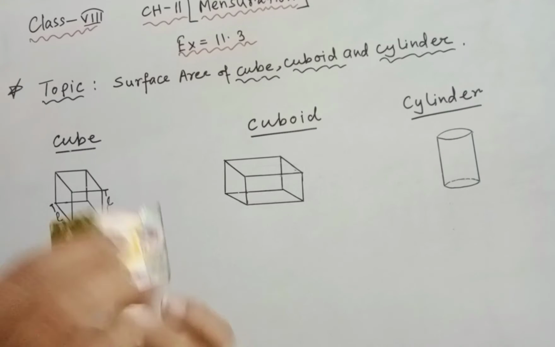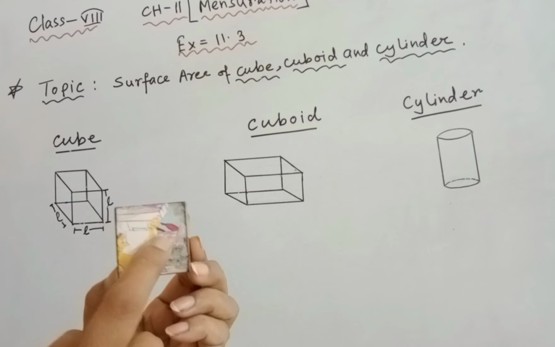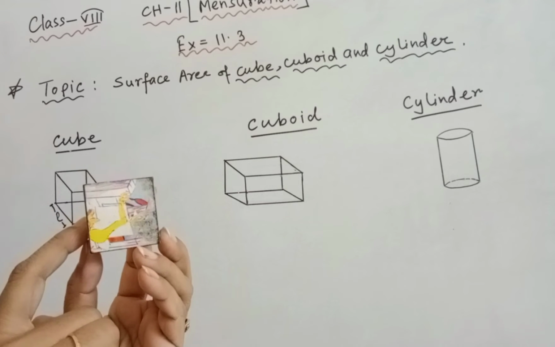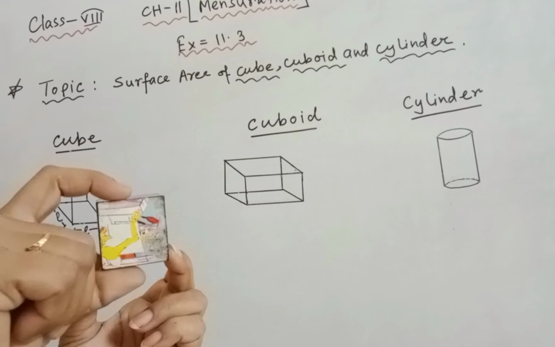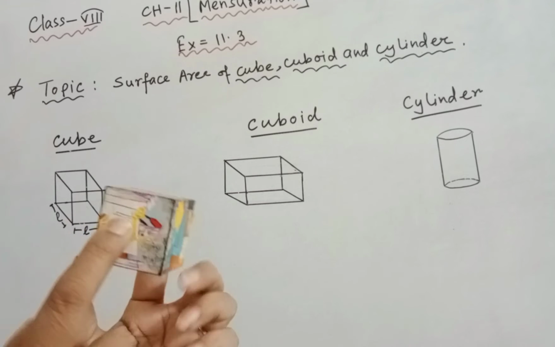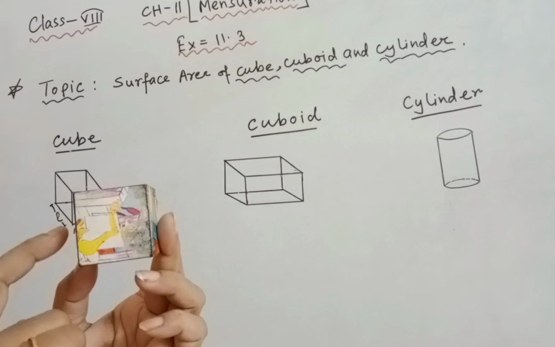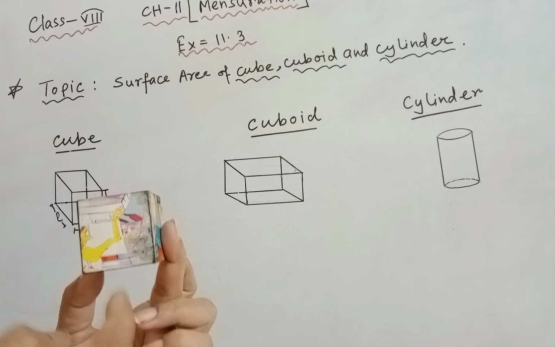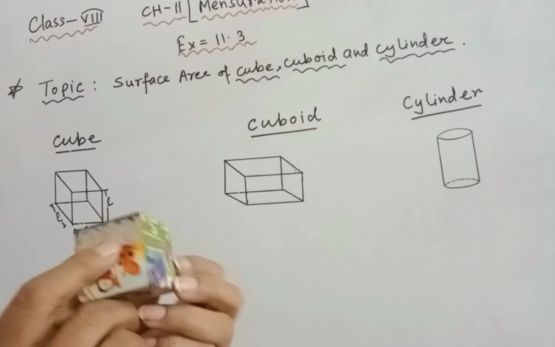Look at the shape of a cube. How many faces are there? Front and back, left side and right side, top and bottom. So how many faces can you see in a cube? 6 faces. 1, 2, front, back; 3, 4, left side, right side; 5, 6, top and bottom. So 6 surfaces, and all the surfaces are just like a square.